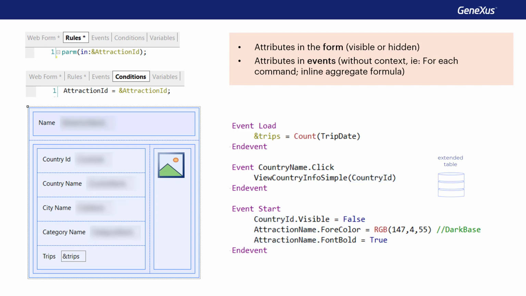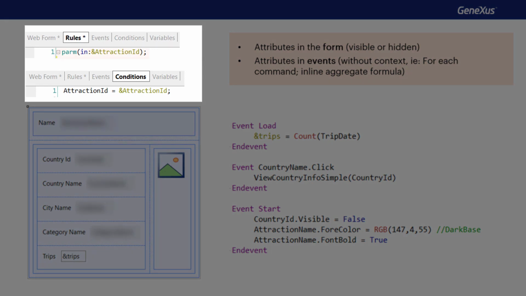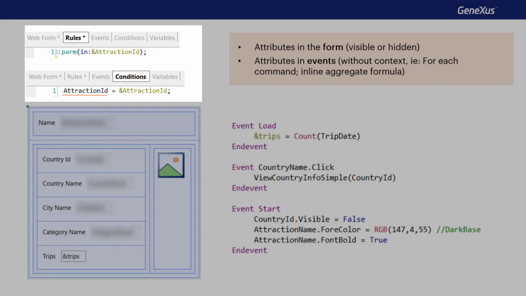Before continuing, let's remember that neither the attributes that may appear in the parm rule nor those that may be specified in the web panel conditions will participate. Therefore, it's not the appearance of this attraction ID that we see in the conditions that will make the panel have a base table. We'll see this better in a moment.